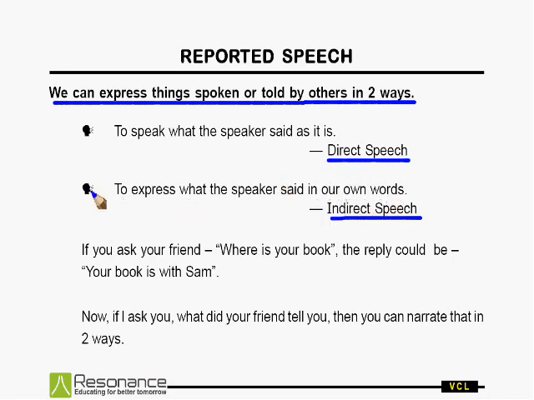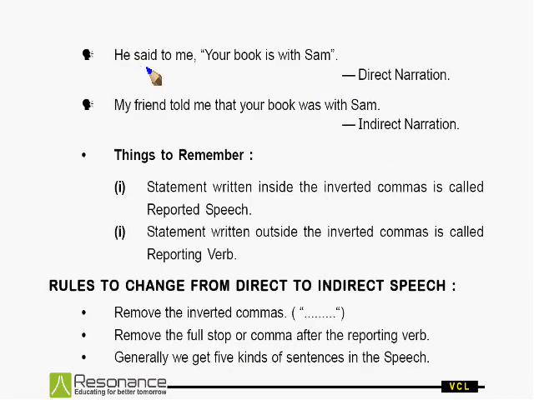Now this can be explained through the given examples. Now see over here, if you ask your friend, where is your book? The reply could be, your book is with Sam. Now if I ask you, what did your friend tell you? Then you can narrate that in two ways. Now he said to me, your book is with Sam. This actually is a direct narration.